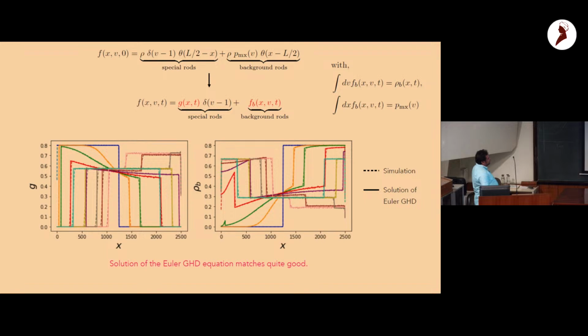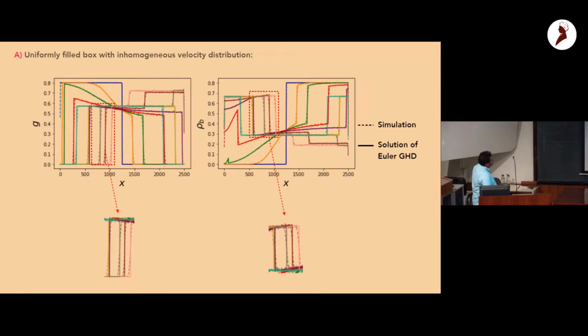But you see that the Euler solution and the simulation match quite well, but if you look closely near the shock, there are some discrepancies. Dashes are simulation, and these lines are very sharp discontinuities. So this mismatch, or the discrepancies, are coming from the Navier-Stokes terms. Okay, so let us try to investigate that.